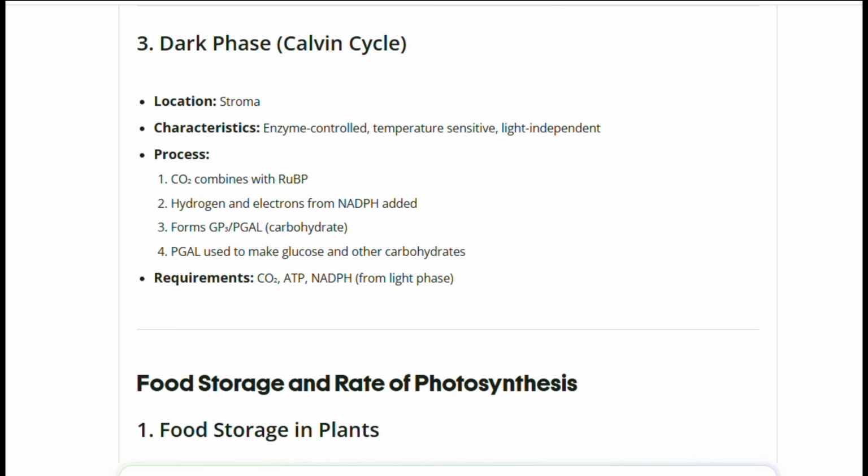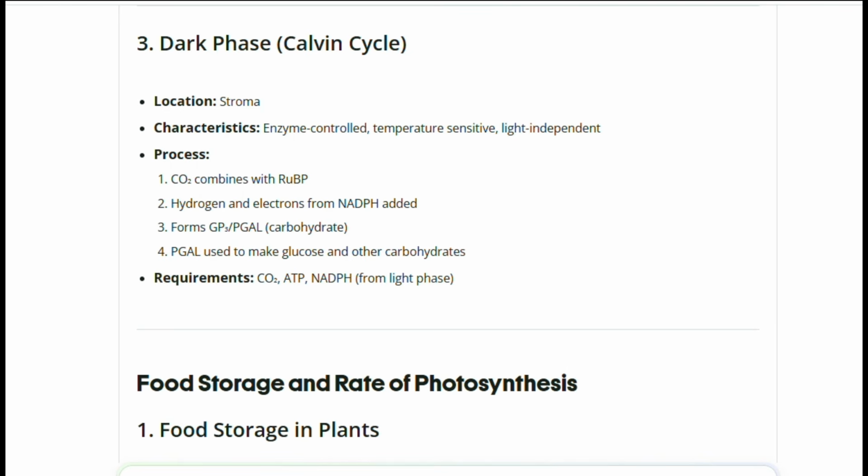Okay. The process. How is the process? Carbon dioxide combines with RuBP, right? The hydrogen and electrons form the NADPH. Added. Step 3 forms the GP3 or PGAL, which is carbohydrates. Step 4, PGAL, used to make glucose and other carbohydrates.